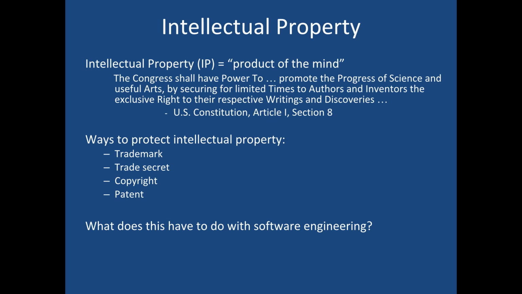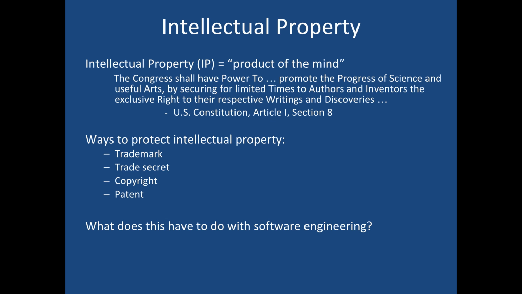It says Congress shall have the power to promote the progress of science and useful arts by securing for limited times to authors and inventors the exclusive right to their respective writings and discoveries. So it says a couple things. It says Congress has the power to do this, but it also gives the reason.